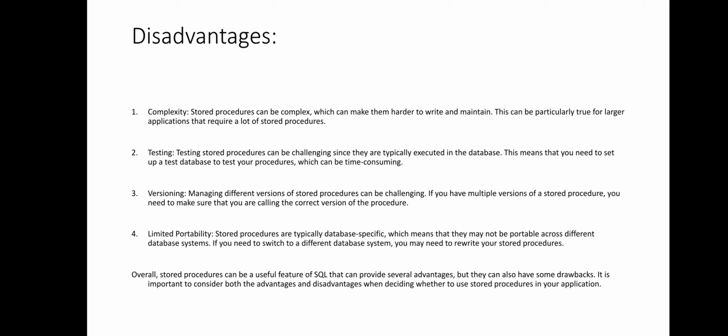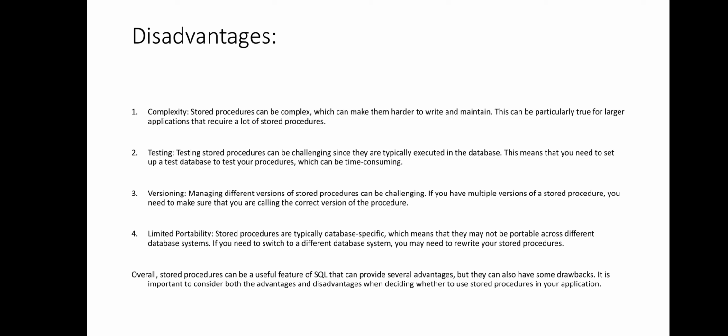Versioning: managing different versions of a stored procedure can be challenging. If you have multiple versions of a stored procedure, you need to make sure that you are calling the correct version of the procedure. Limited portability. Stored procedures are typically database specific, which means they may not be portable across different database systems. If you need to switch to a different database system, you may need to rewrite your stored procedure.